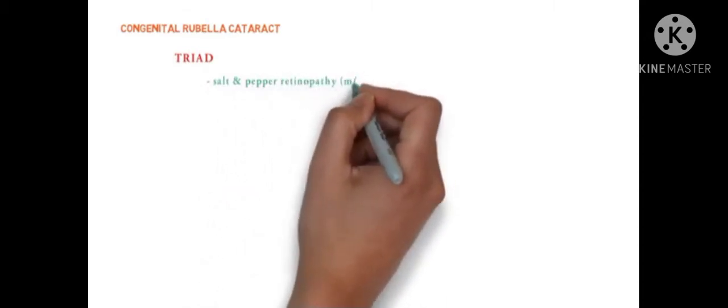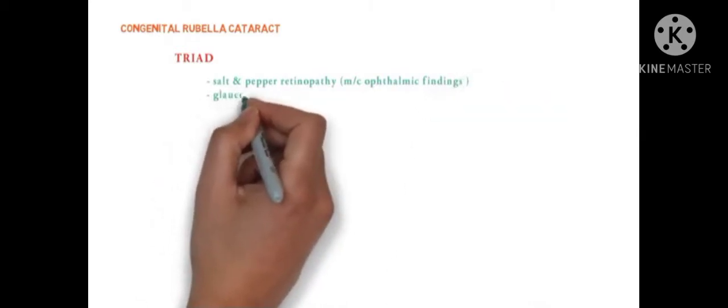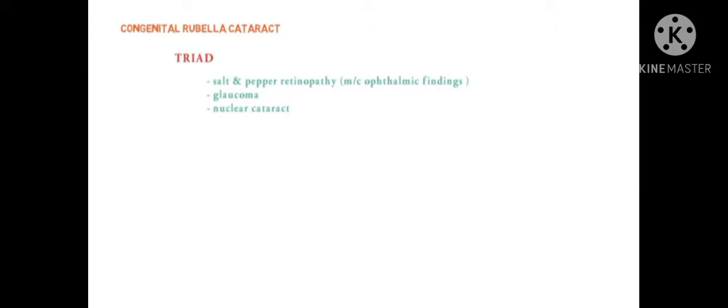Next, we must know about congenital rubella cataract, and it generally occurs in a triad. There is salt and pepper retinopathy, which is the most common ophthalmic finding in congenital rubella cataract, or there may be glaucoma, or there is a nuclear cataract. So this is the triad of congenital rubella cataract.